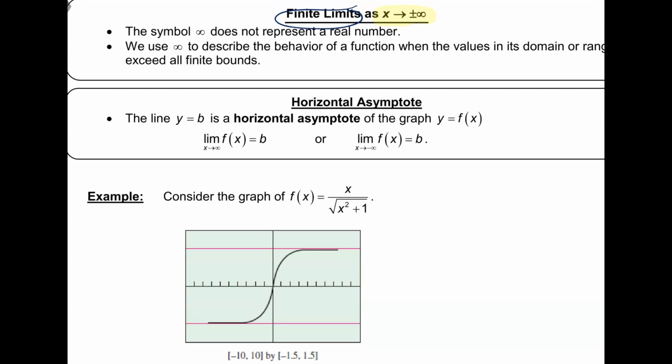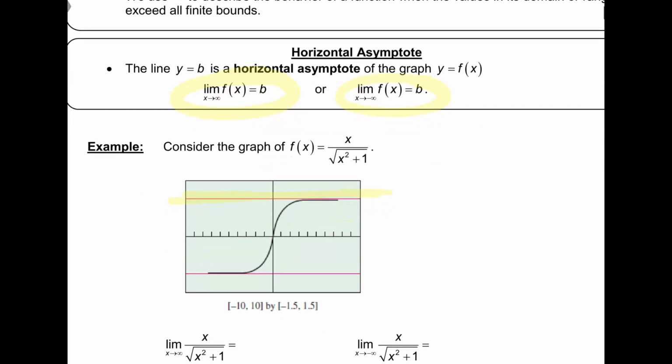So, horizontal asymptotes. The line y equals b is a horizontal asymptote of the graph y equals f of x. So what this means is, as x approaches infinity, we're approaching b, or as we're approaching negative infinity, it's approaching b. So literally, this is a horizontal asymptote. So let's consider this graph below. X over square root of x squared plus 1.